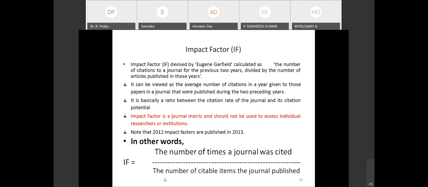So this is the formula. Impact factor is the number of times the journal's items were cited, divided by the number of citable items the journal published. So the number of times the articles were cited divided by the number of articles published in a journal.